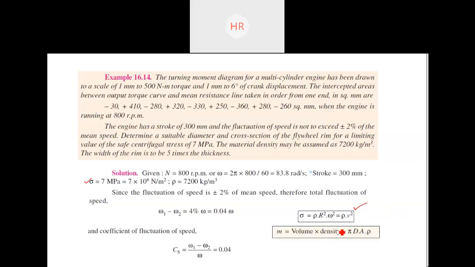Another equation that we will use is mass is equal to volume into density, so pi d A into rho, and we are given this fluctuation of energy. So we will use the equation of fluctuation of energy. Delta E is equal to m r square omega square into Cs, or m v square into Cs. Okay, all these three equations we have already derived, so we will use them now.